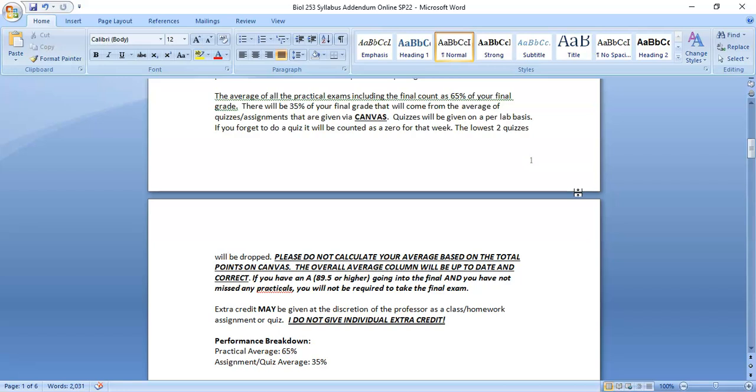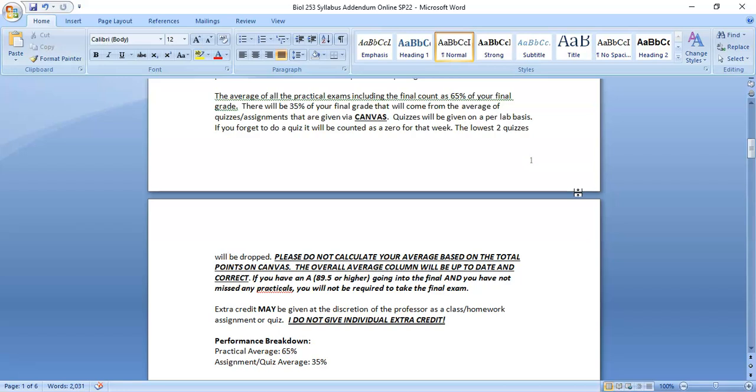Your anatomy and your physiology exams will all get averaged together. I do not drop any of the exam grades. None of the exam grades replace each other. So essentially, you're going to have 9 exam grades that make up 65% of your final grade.